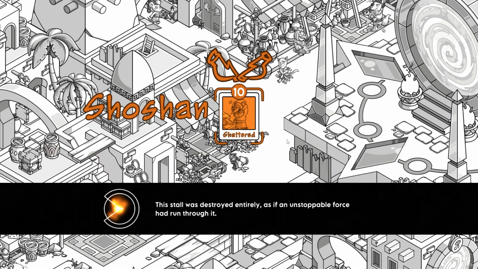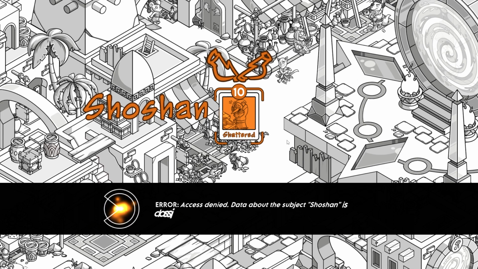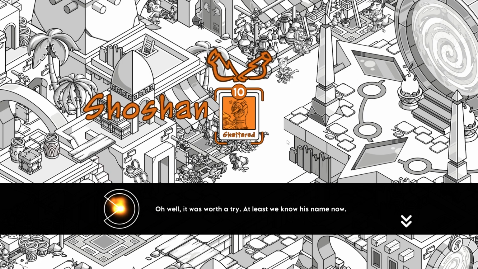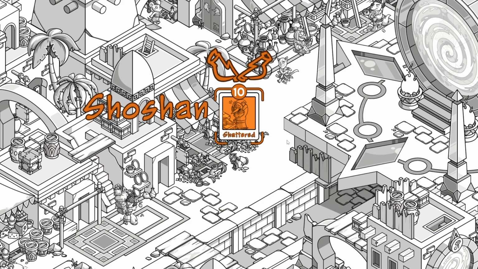The stall was destroyed entirely, as if an unstoppable force had run through it. The merchant appears to be desperate. Let me load my subroutine so that we can see if there are any details about him in our database. Error, access denied. Data about the subject Shoshan is classified. Crimson level clearance is required. Oh, well, it was worth a try. At least we know his name now. Well, let's see if we can assess the nature of this unstoppable force.